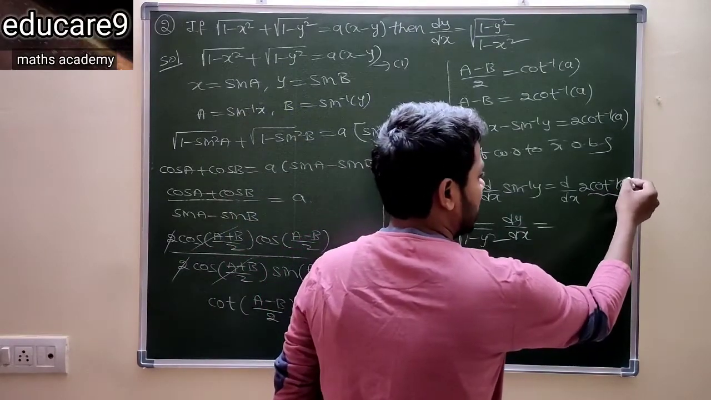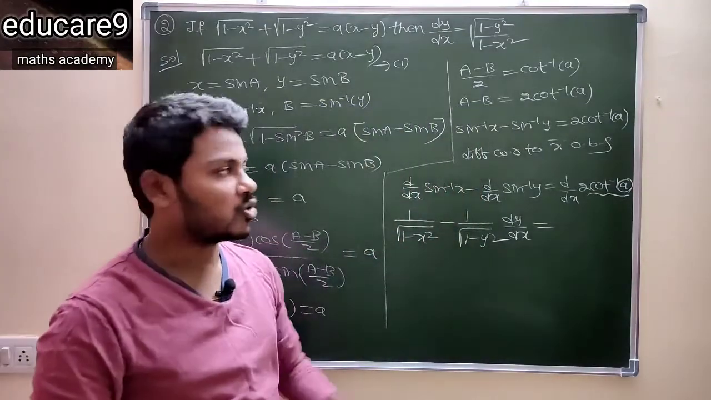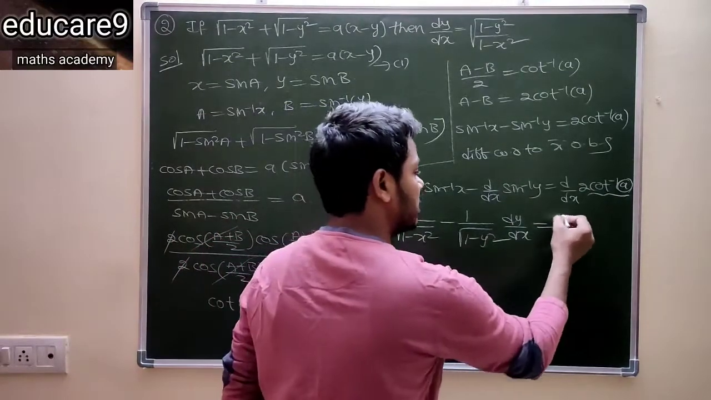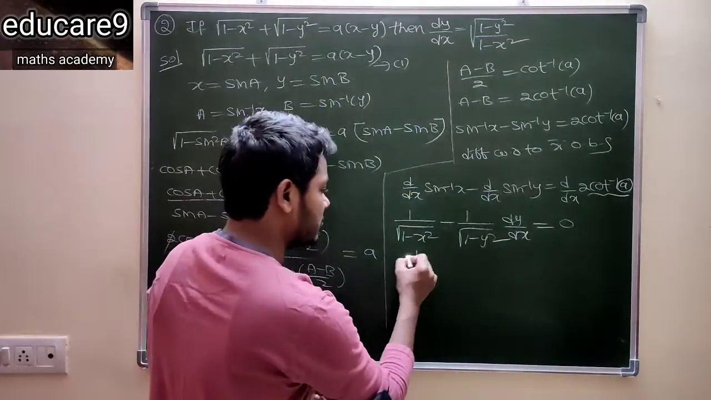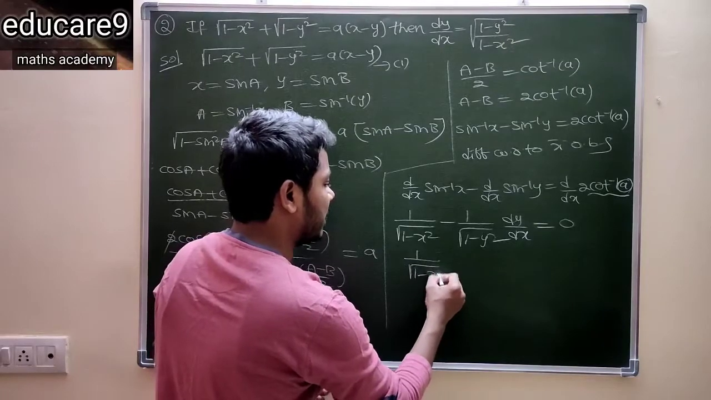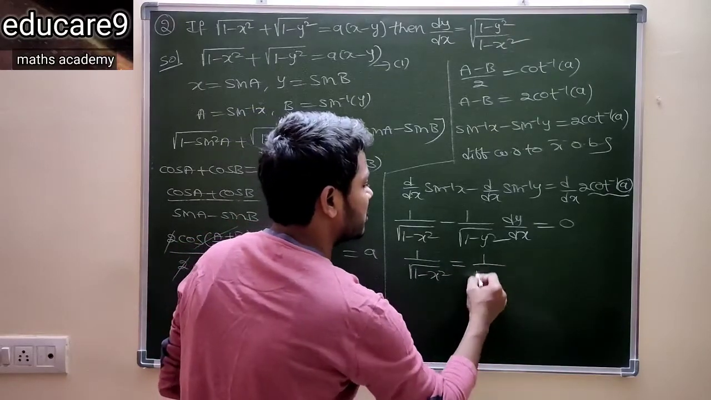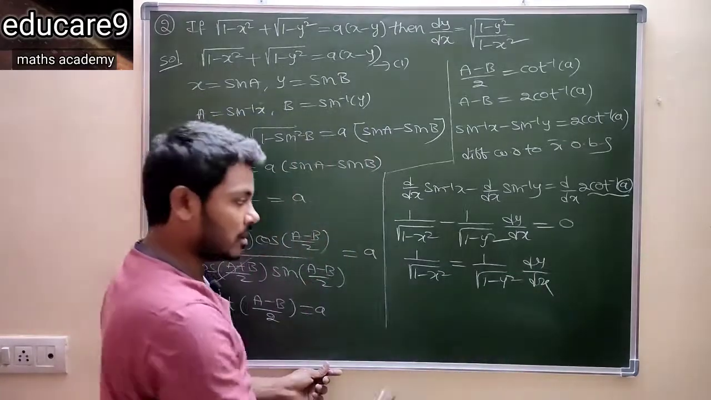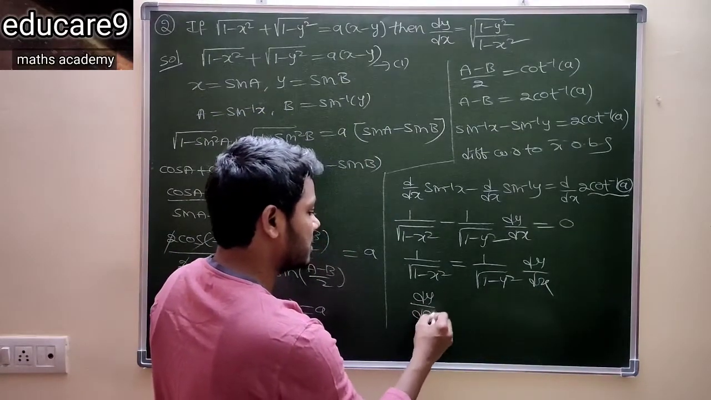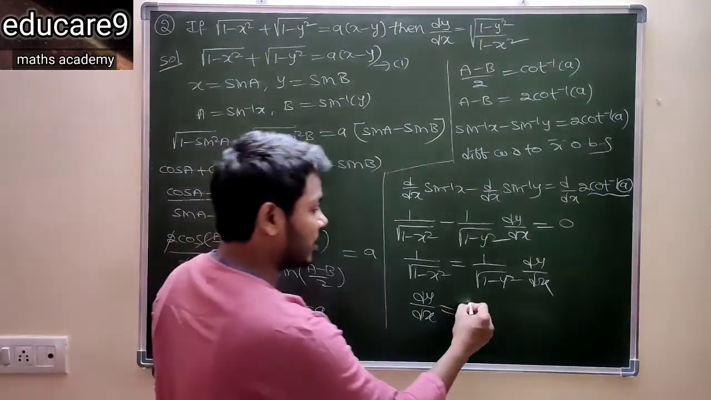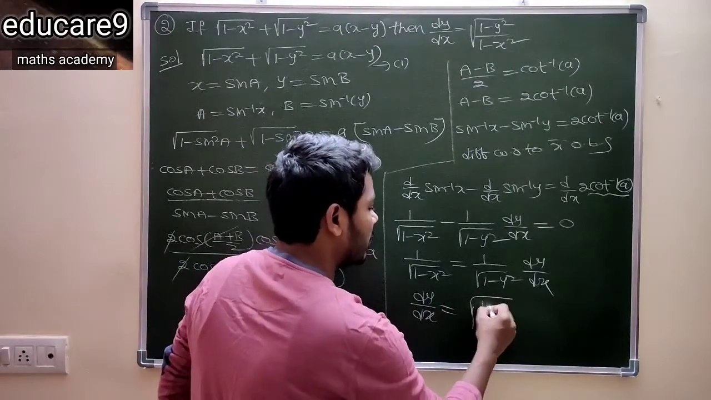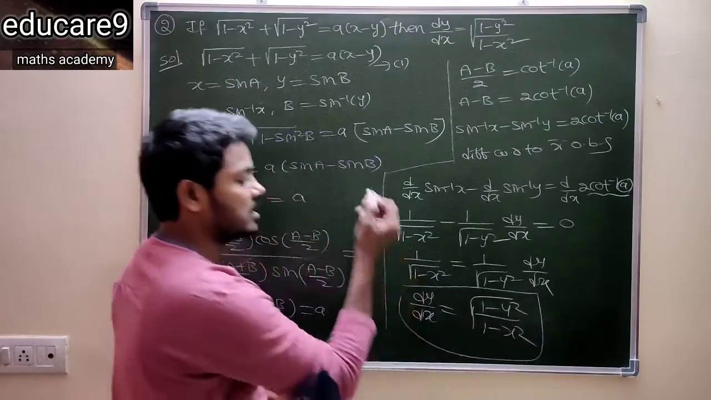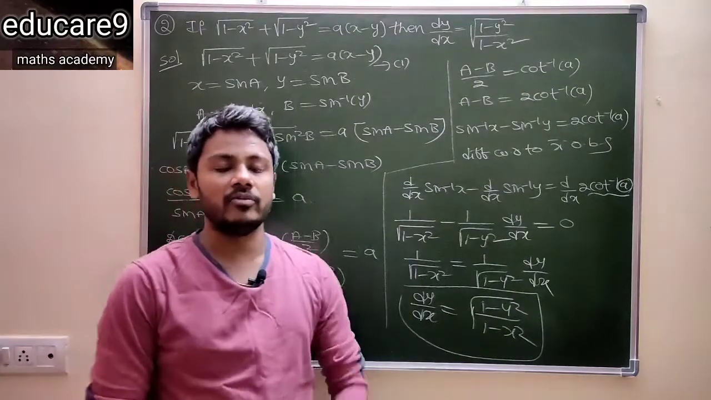So cot inverse a, here a is constant, so cot inverse a is also constant. So the derivative of a constant is 0. Now this is 1 by square root of 1 minus x square is equal to 1 by square root of 1 minus y square into dy by dx. Therefore, what is dy by dx? This is equal to square root of (1 minus y square) by (1 minus x square). So this is the derivative of the given function.